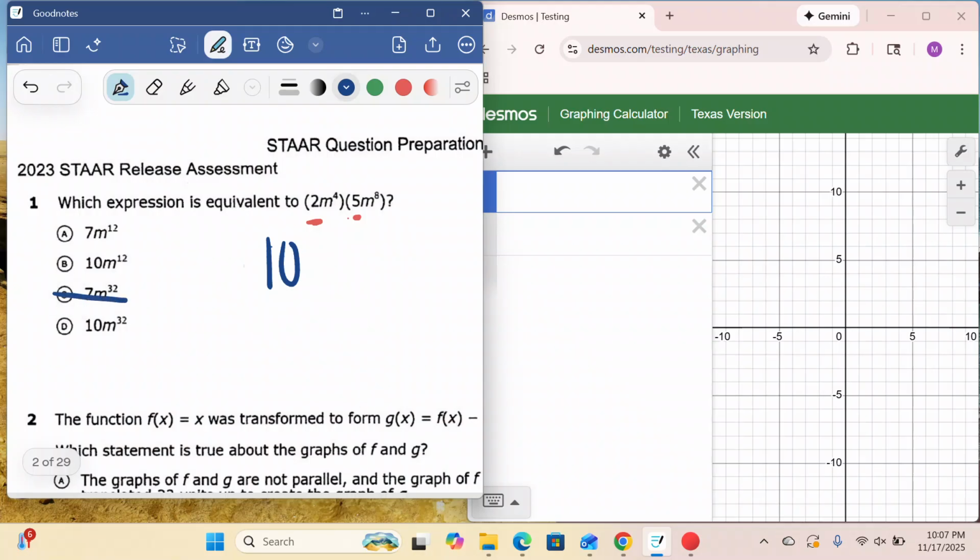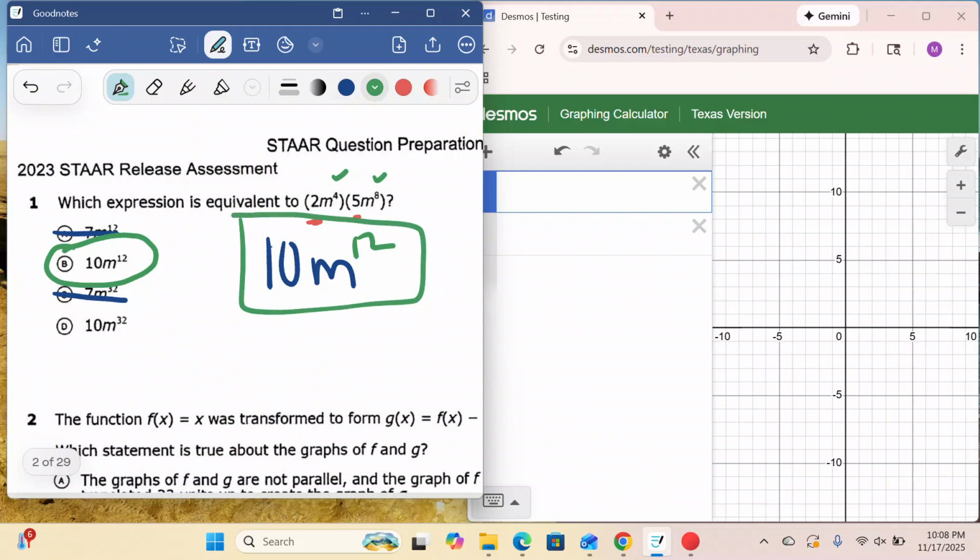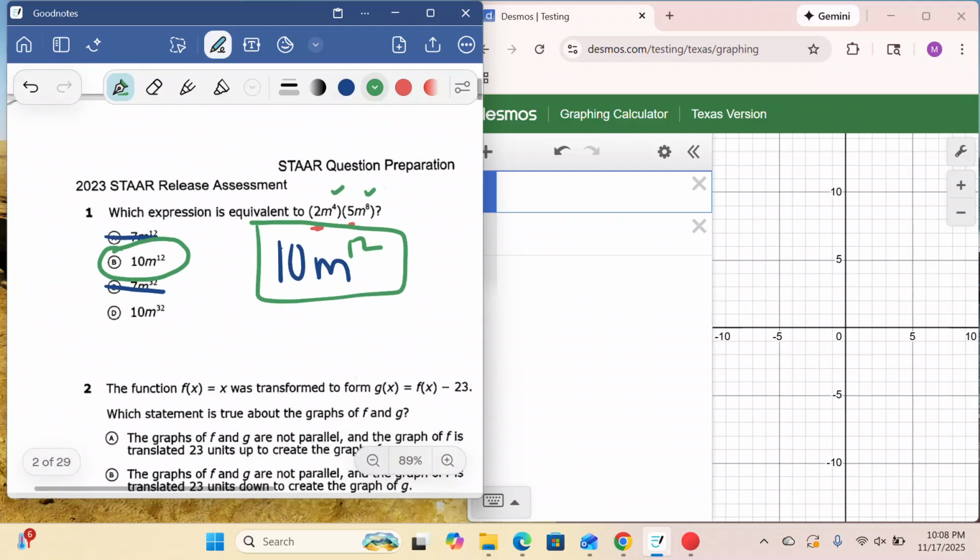Automatically we know we can eliminate C and we can eliminate A, so we have the answer choices of B and D. So we're going to multiply with the same base, so we're going to keep the same base and add the exponents. So what is 4 plus 8? 4 plus 8 is 12. So the answer choice is B. Whenever you multiply exponents with the same base, you are going to add the exponents.